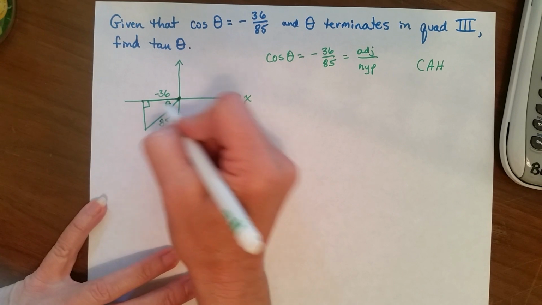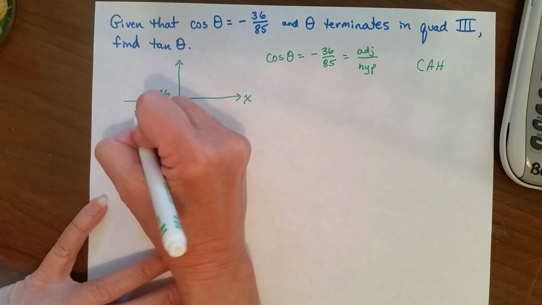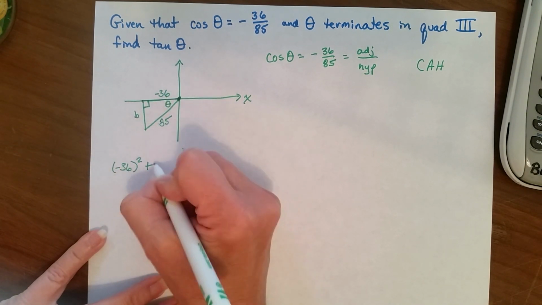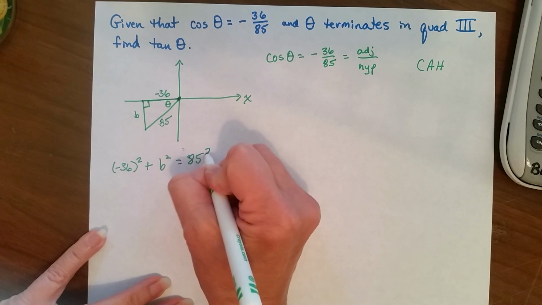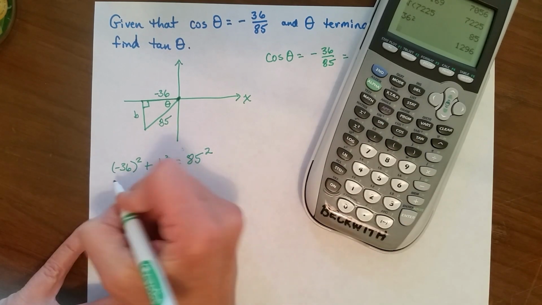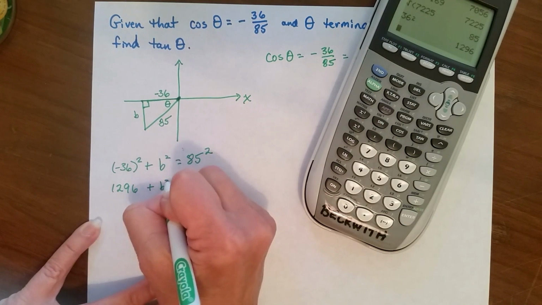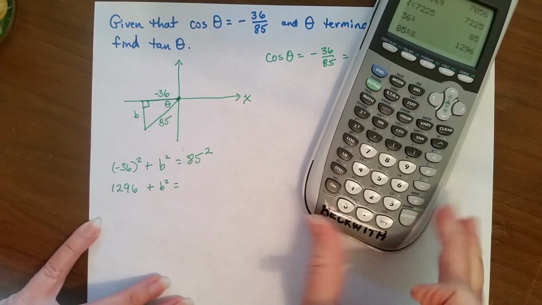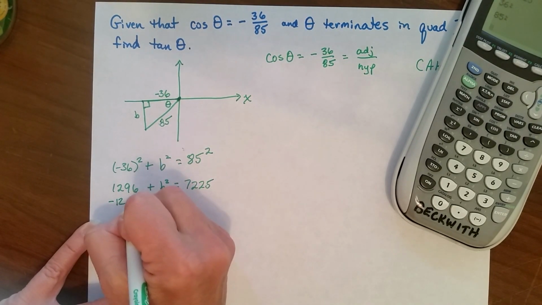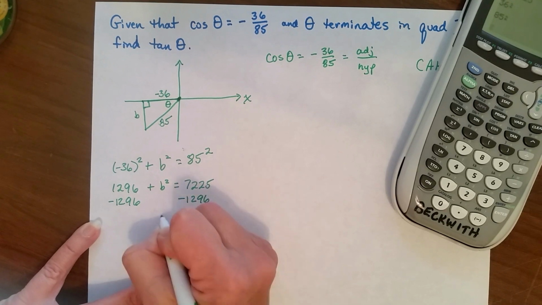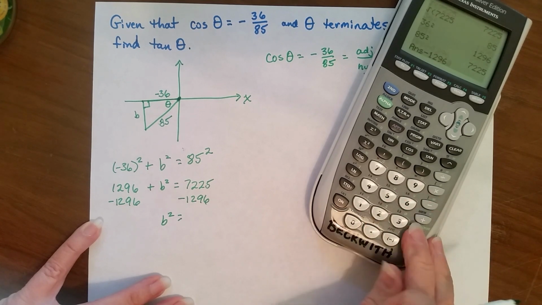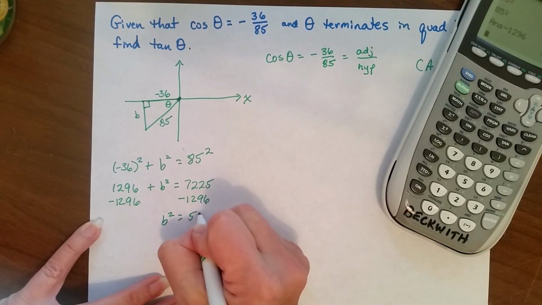Okay, so of course I have to use Pythagorean theorem here. So I'm just going to call this B because it's a leg. So we're going to do one leg squared plus the other leg squared equals the hypotenuse squared. So negative 36 squared, so 36 squared, 1296 plus B squared equals 85 squared, 7225. Now we're solving for B, so I'll subtract 1296. So B squared is 7225 minus 1296, and we get 5929.